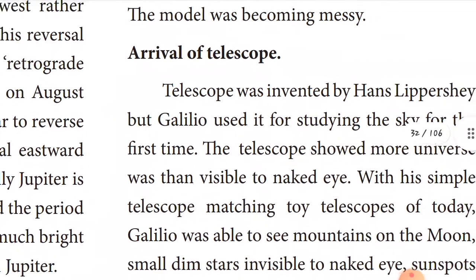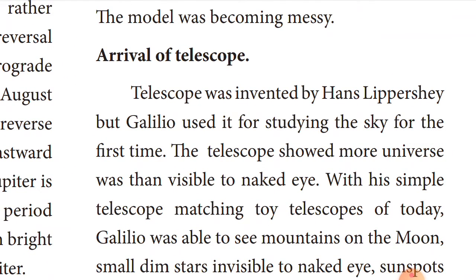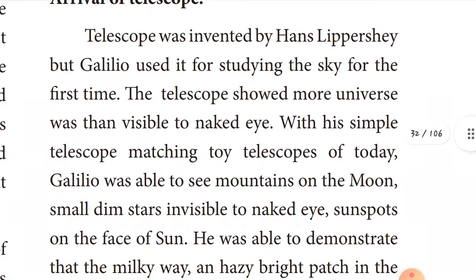Fine. So how did the telescope arrive, children? You know, the telescope was invented. Who invented it, children? Hans Lippershey. But Galileo was the first to use it for studying the sky. The telescope showed that more of the universe was visible than to the naked eye. With his simple telescope, matching a toy telescope of today, Galileo was able to see the mountains on the moon, the small dim stars invisible to the naked eye, sunspots, and the phases of Venus. So in our day-to-day life, you see the telescope.